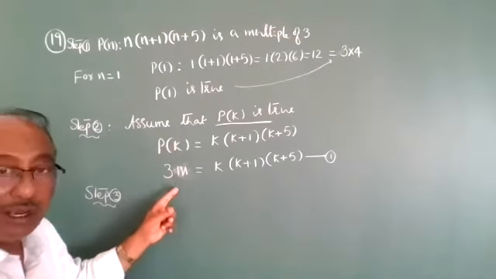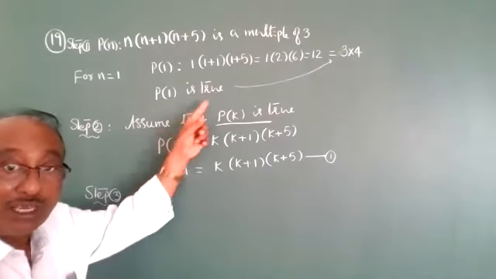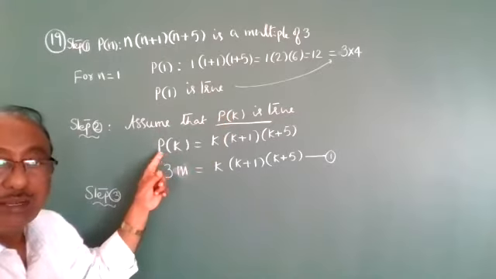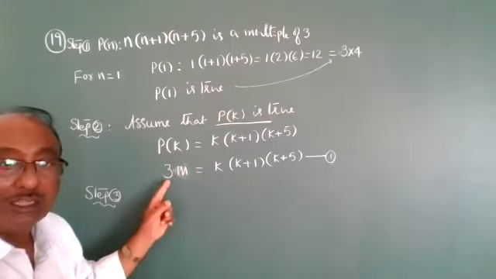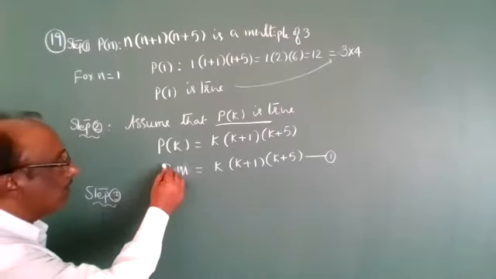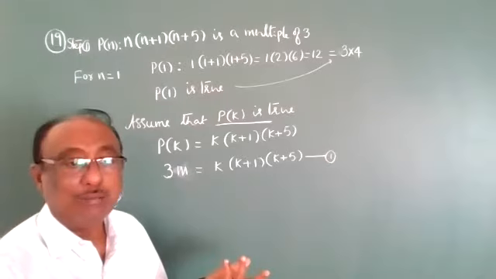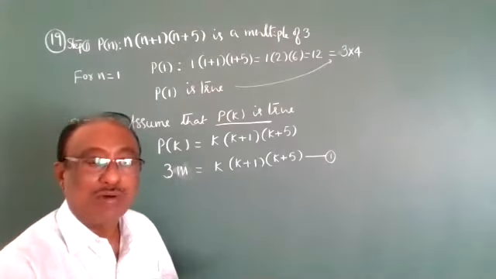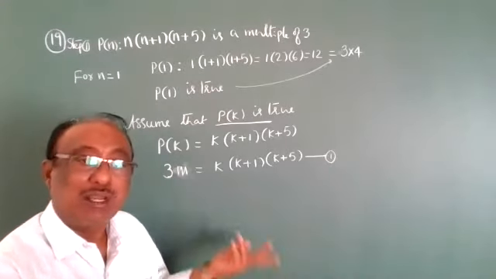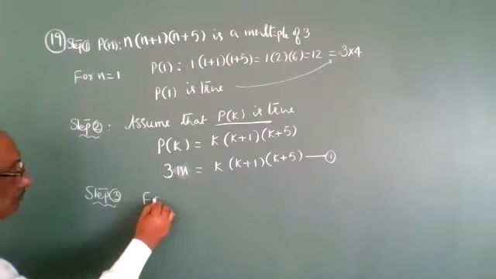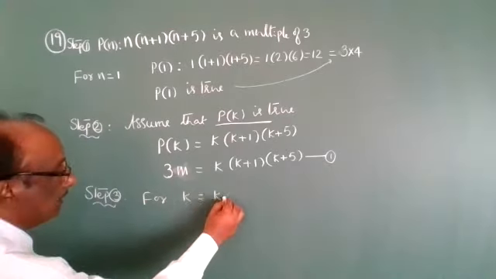So in place of P of k, write down, because P of k is assumed true, 3 into some number multiplication. Let that number be m. Any m can be 4, 5, 6, 7, it may be possible. After this, step 3: for k is equal to k plus 1.